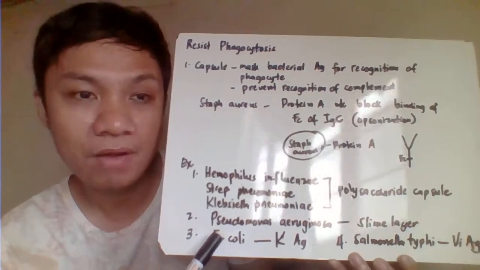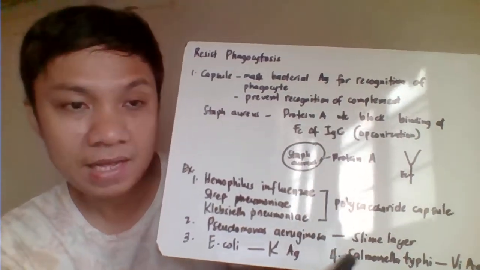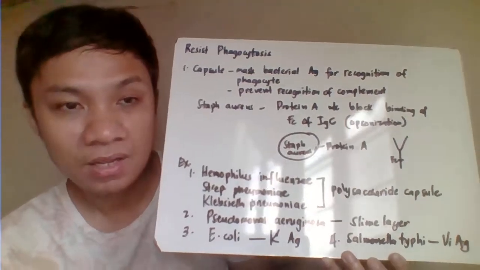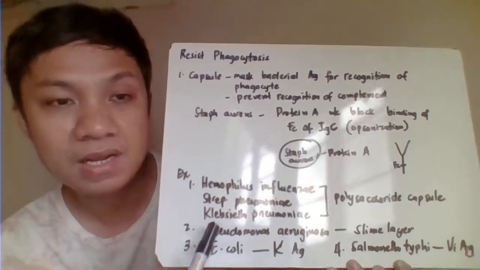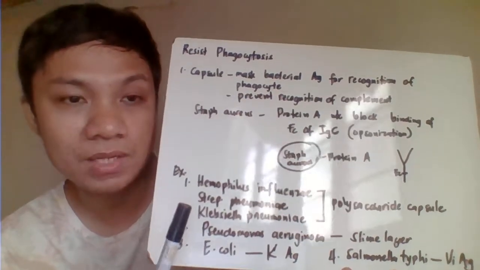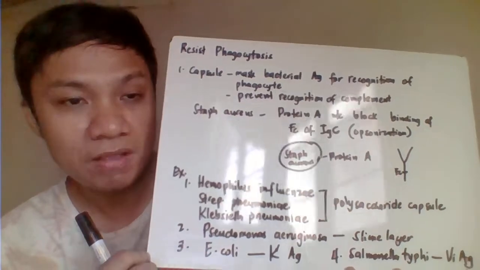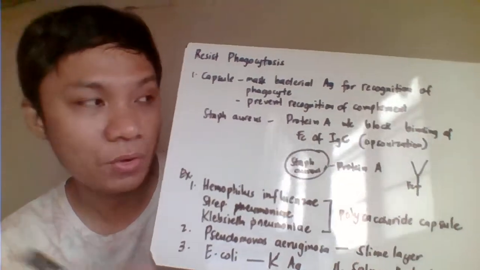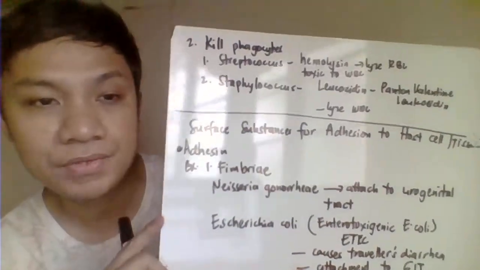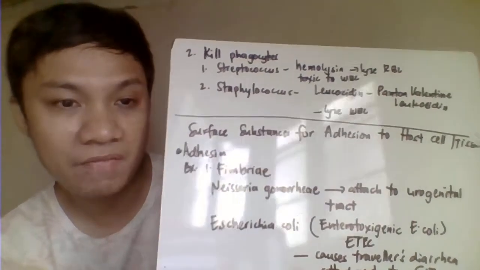Escherichia coli would also have the capsule in the form of the K antigen, and your Salmonella typhi would have its capsule in the form of the Vi antigen. So this capsule tries to prevent phagocytosis. They are able to resist the activity of your phagocytes because, again, they are masked by the protective coating of your capsule. On the other hand, we have also the mechanism that tries to kill your phagocyte.